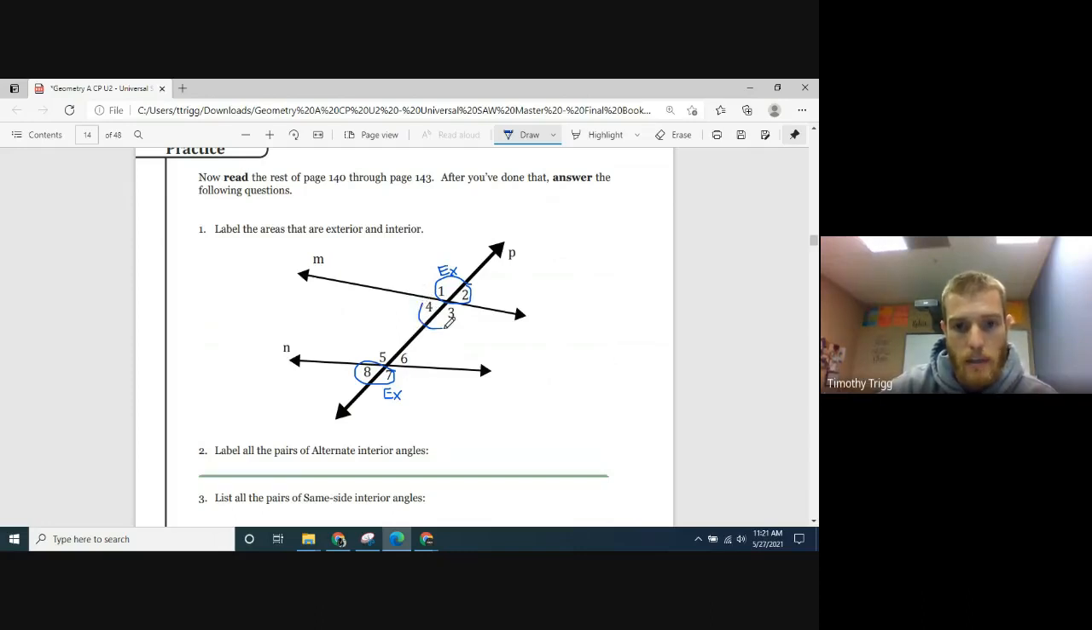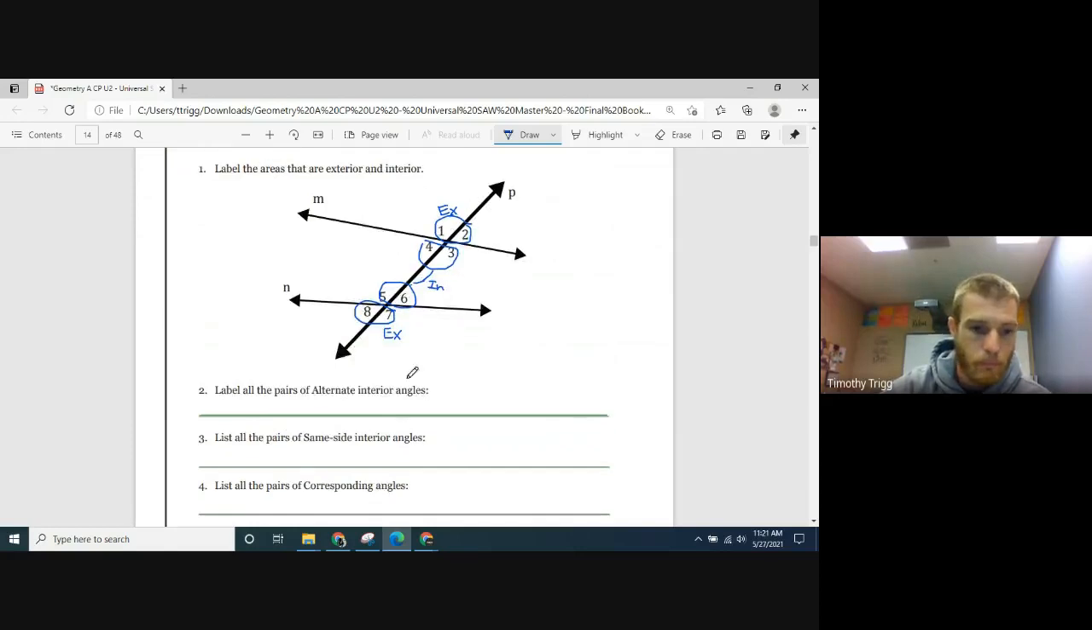Meanwhile, these and these, 3, 4, 5, and 6 are what? They're interior, right? So you'd write that up. Again, everything I write on the page, you should be writing on the page. Exterior, exterior, these are interior.